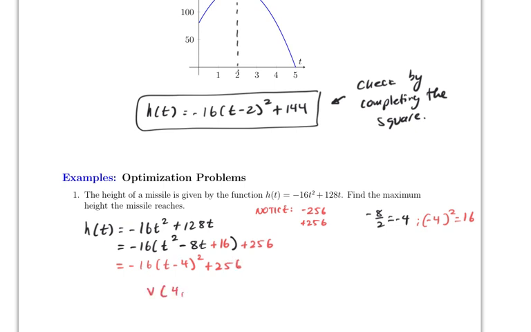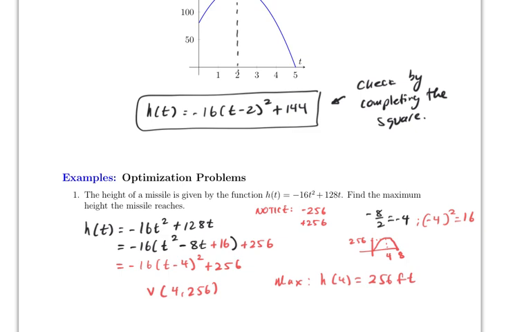Notice that the vertex is (4, 256), which means it takes 4 seconds to get to the maximum altitude, and therefore the maximum altitude will be h of 4, which is 256 feet. If you were going to do the graph, it would look like this. This is 4. You should check that it will take 8 seconds to hit the ground, and this is the maximum, 256.